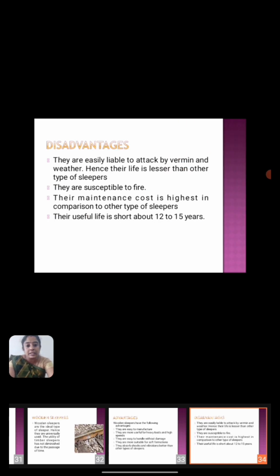And then disadvantages. Being a wooden sleeper, it has the disadvantage of vermin attack. That means termites attack the wooden sleepers, and it is susceptible to fire. Being a wooden surface, it is easily attacked by fire. So its maintenance cost is also highest. It has a very short lifespan, 12 to 15 years.